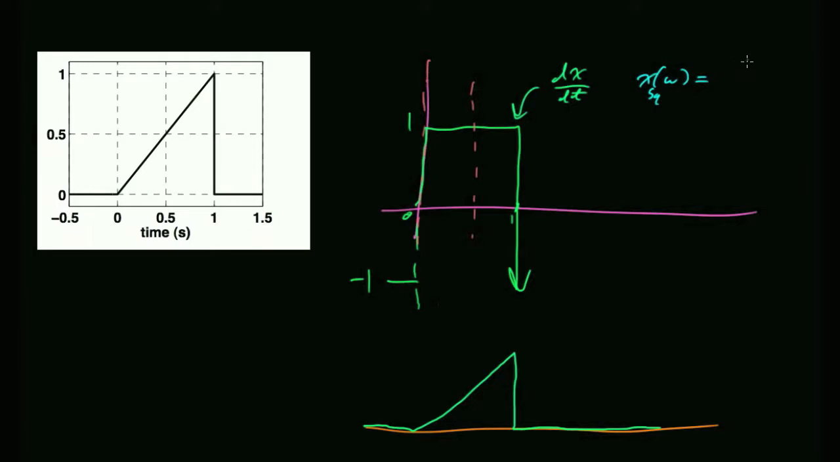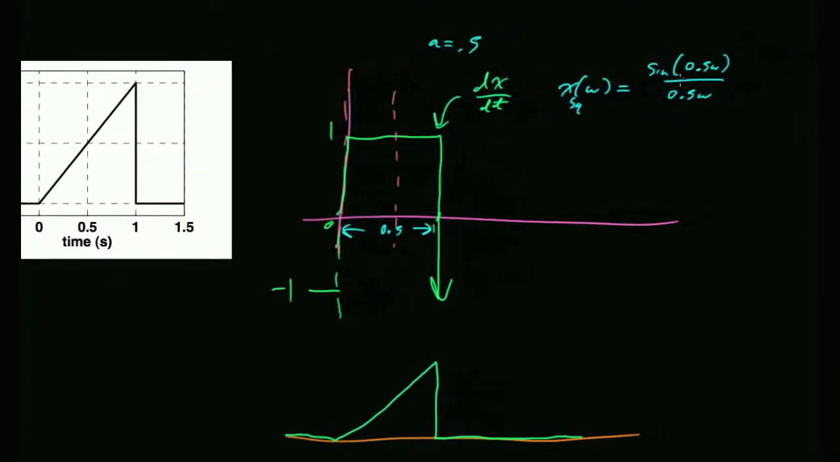So what is the Fourier transform of that sinc function? It's sine of 0.5 omega over 0.5 omega. Remember, the first thing we need to know is what's our little a, the half width of this thing. It's a half, because the center point of this thing is a half. So it's sine of a omega over a omega times the area. What is the area? The area is 1, so that's good.